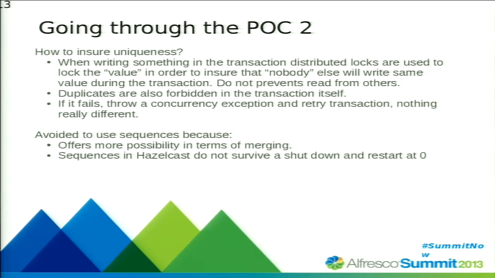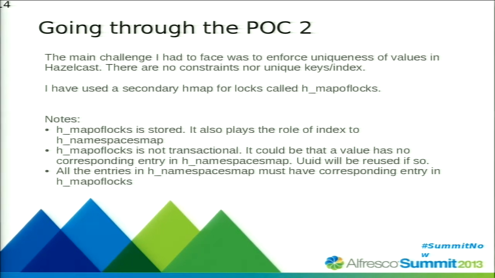Also, another problem with Hazelcast and the sequences is that they don't survive a shutdown. Meaning, if you shut down a server completely, the sequences start at 0. As I said before, the main challenge was to enforce uniqueness. How are you going to do that? What I did was to use a secondary HMAP.